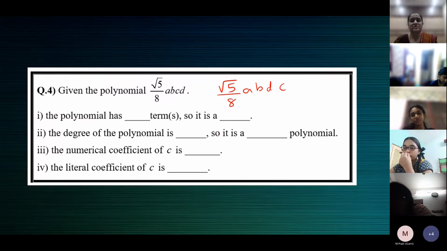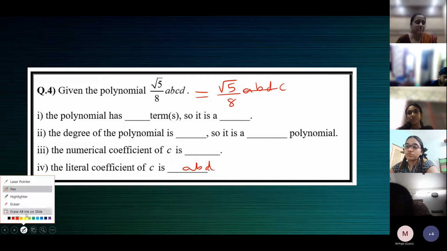When we say coefficient, we are only looking for something before it. See here, root 5 by 8, A, B, D, C. Now, what is before C? A, B, and D. So A, B, D, all the letters.